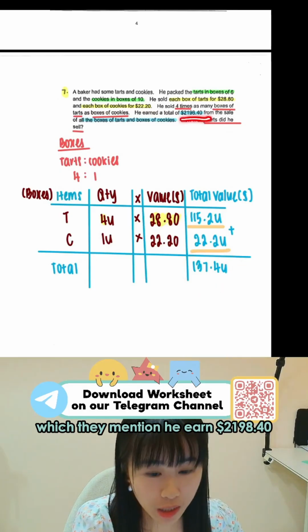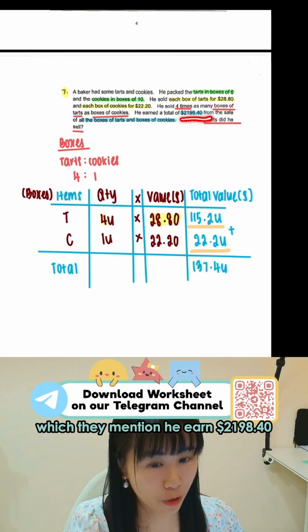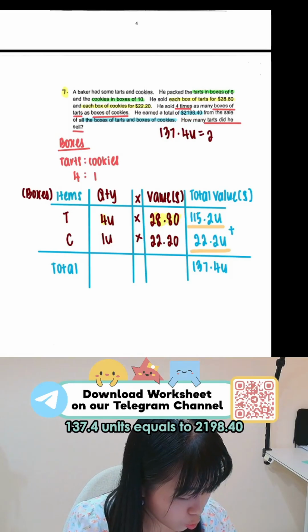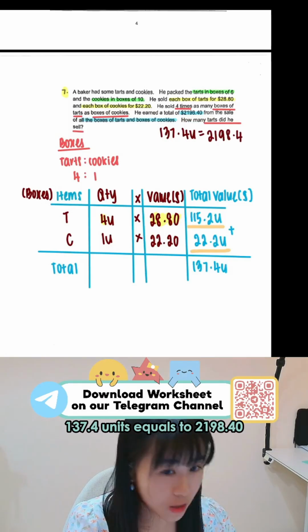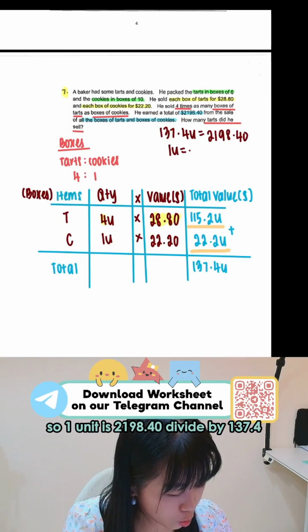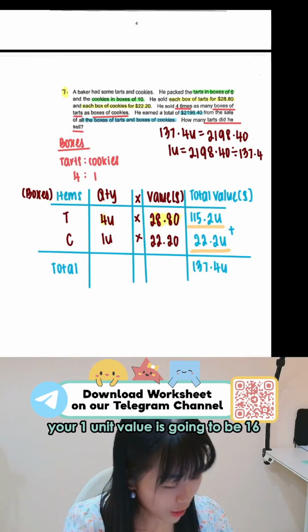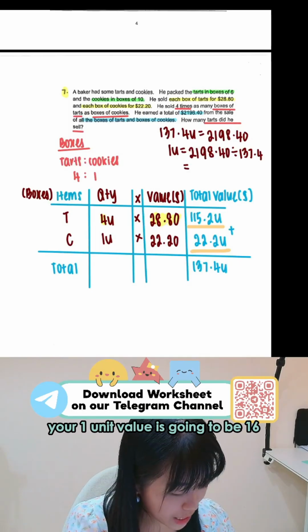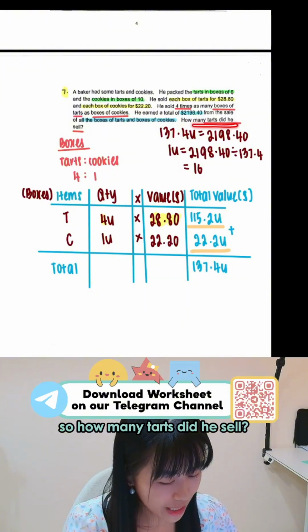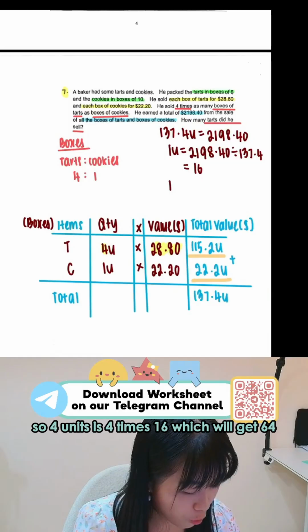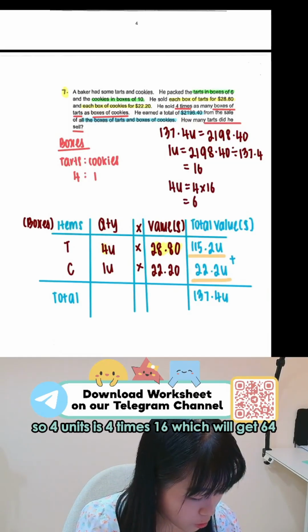They mentioned he earned 2198.4. 137.4 units equals 2198.40. So 1 unit is 2198.40 divided by 137.4. Your 1 unit value is going to be 16. So how many tarts did he sell? Look at the quantity. Let's find out 4 units first. So 4 units is 4 times 16, which you'll get 64.